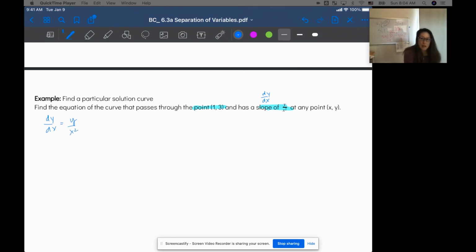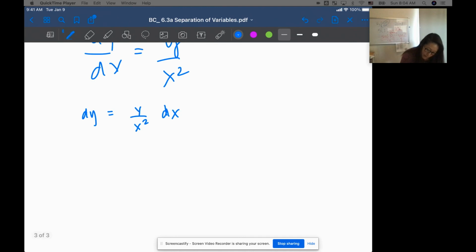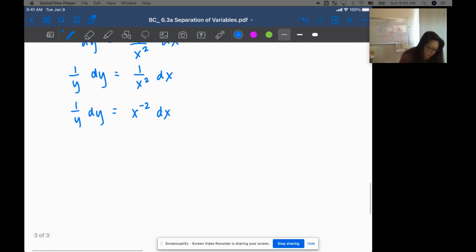Okay, so it's time to separate and integrate. I get dy is equal to y over x squared dx. If you can do this in one step, that's fine. Divide both sides by y, so I get 1 over y dy is equal to 1 over x squared dx, or 1 over y dy is equal to x to the negative 2 dx. Okay, we can go ahead and just integrate. So I get ln of the absolute value of y is equal to negative x to the negative 1 plus c1.